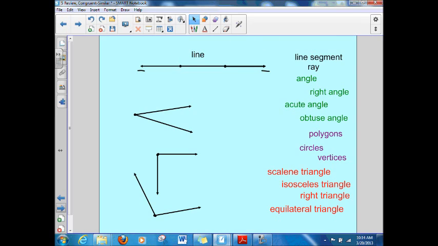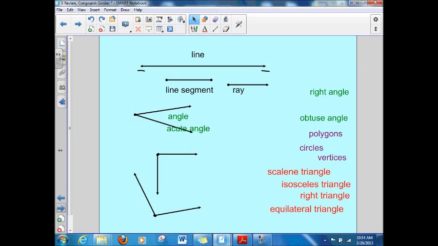We also talked about a line segment that has a starting point and a stopping point. And then we also talked about a ray, which has a starting point but goes on forever in one direction. We also talked about angles. Two rays make an angle, and these two rays make an acute angle. So we've got some angles here. All of these are angles. This is an angle, and here's an angle, but this one here is an acute angle.